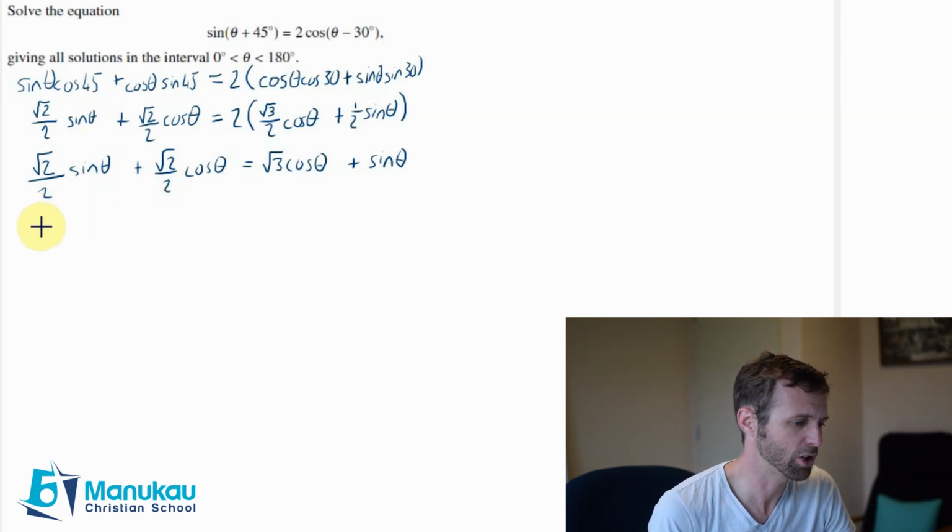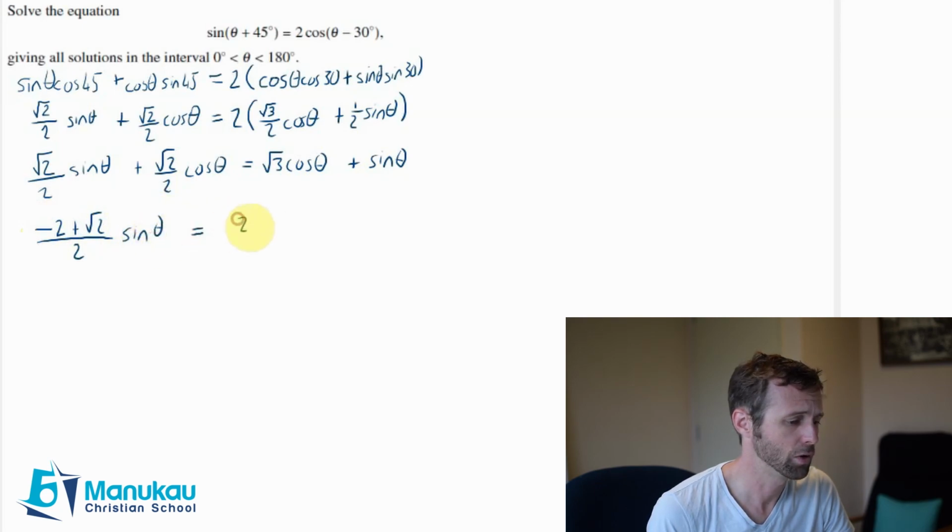When I do that, and you can do this on the calculator if you like, you're going to have minus 2 plus the square root of 2, all over 2, sine theta. And on the other side, we've got 2 square root 3 minus square root 2, all over 2, cosine theta.